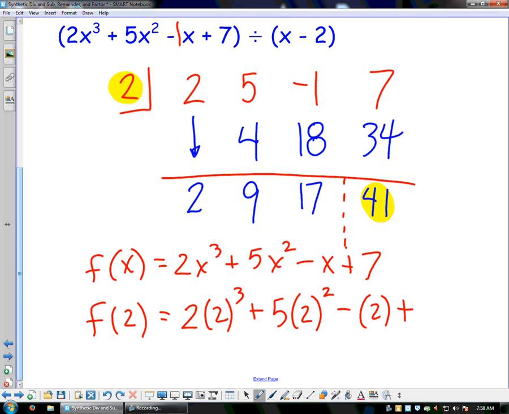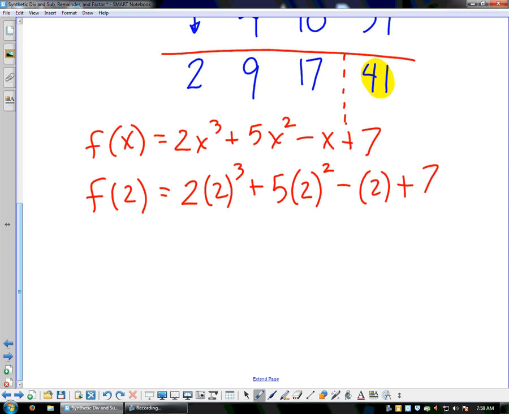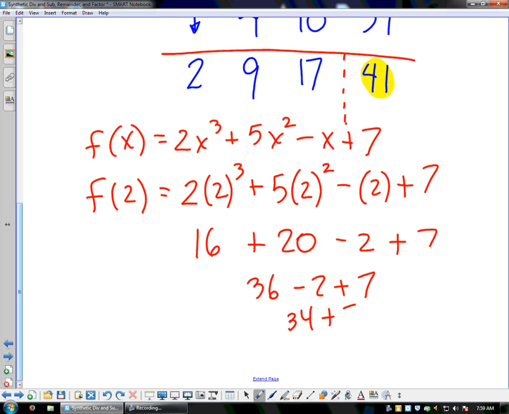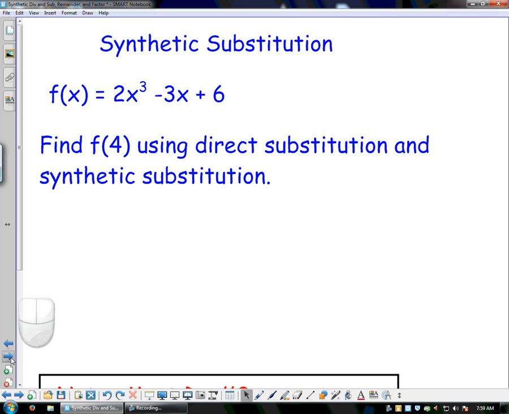All right, let's see. So we get 2 cubed is 8, times 2 is 16, 2 squared is 4, times 5 is 20, minus 2 plus 7. I'm getting 36 minus 2 plus 7, 34 plus 7 is 41. There it is. It does work. Pretty cool. So you're saying that last number is our remainder, and it's also what you would get if you were evaluating the function. Yep. Awesome. Always works.